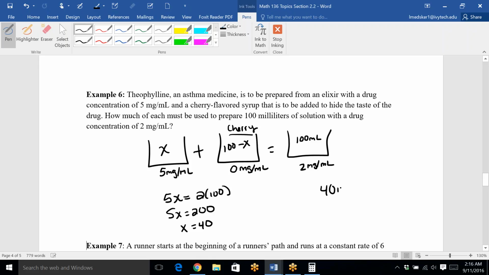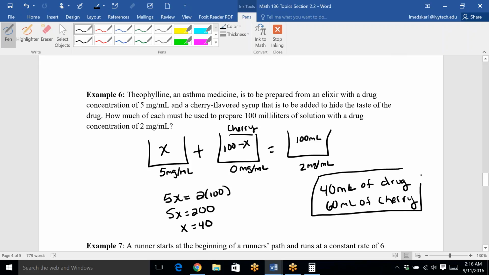So we need 40 milliliters of the drug, and we need, to add up to 100, 60 milliliters of the cherry flavored solution. So we're going to actually use a little bit more of the cherry to dilute down the concentration of the drug. Okay.